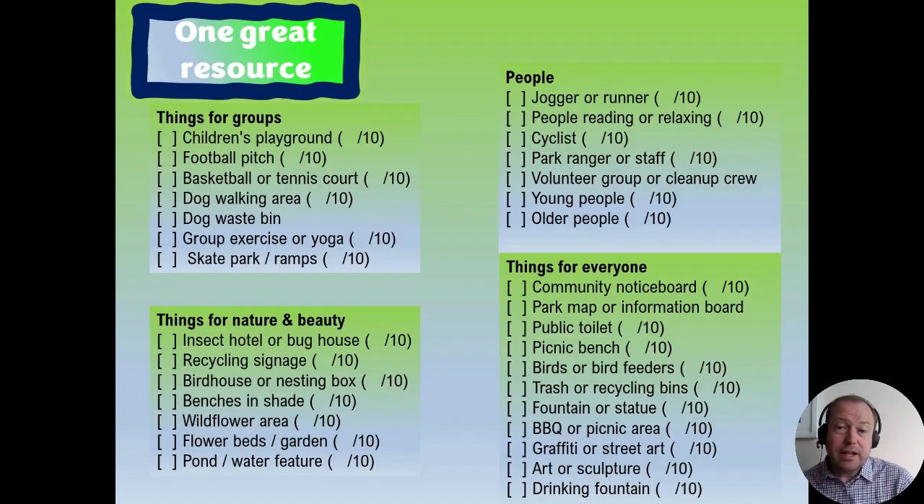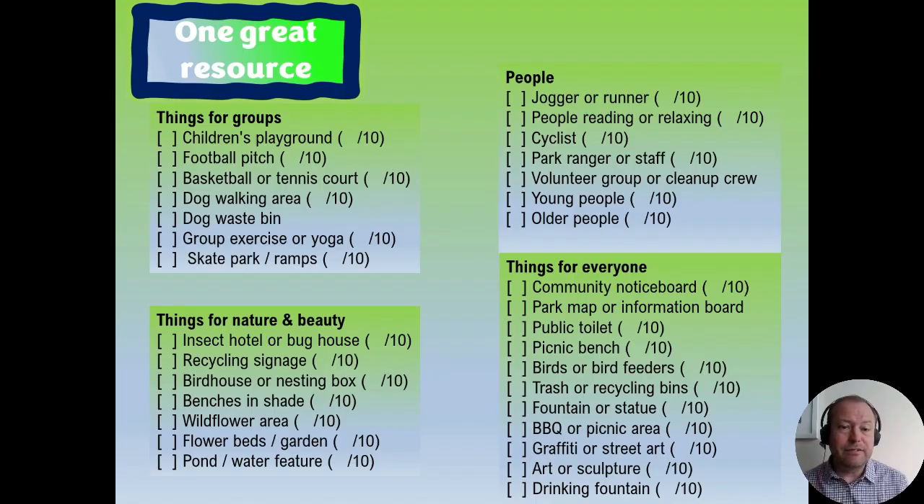So one great resource then, why not go and do a spotting exercise with children? I've grouped the different possible users of the parks, the different things to do, the different nature and beauty aspects of a park that they may want to tick off on the left-hand side, and then grade out of 10. It could be quite a nice activity for them to do.